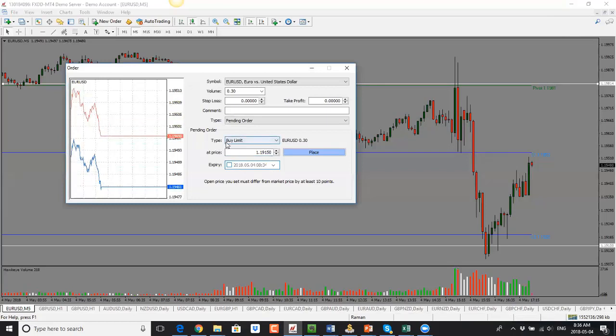So for buy limit, let's say you want to buy when price comes down here, because you think it's going to do a double bottom. So you think price is going to do one of these, a double bottom, and you think this will be a perfect opportunity to buy.